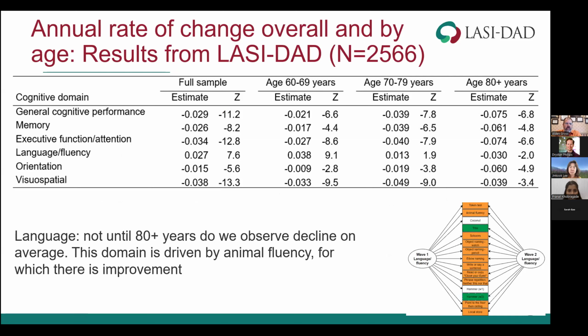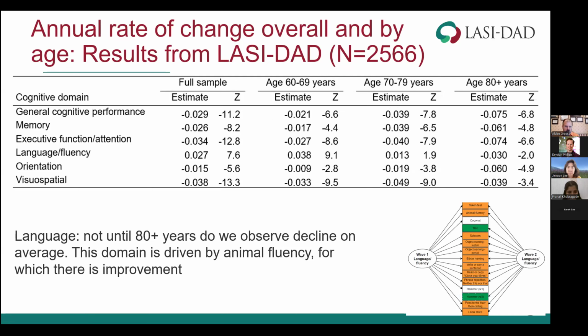For example, for general cognitive performance overall, the rate of cognitive decline is negative 0.029 standard deviations per year. But for people aged 60 to 69, it's negative 0.021 standard deviations per year. For people aged 70 to 79, that rate of decline increases to negative 0.039. And for people aged 80 plus in the LASI-DAD sample, that rate of change is much steeper at negative 0.075 standard deviations per year. So we're seeing progressively steeper rates of decline.